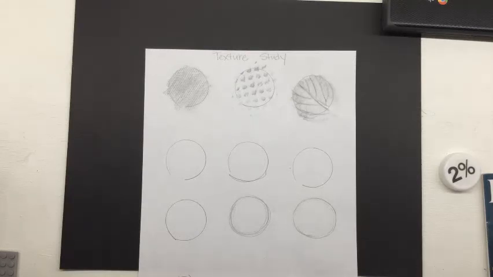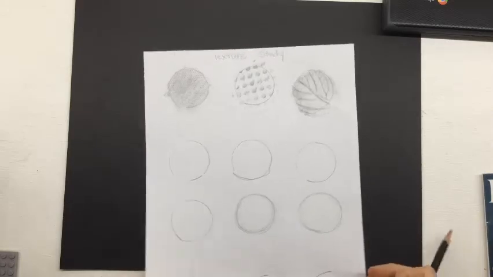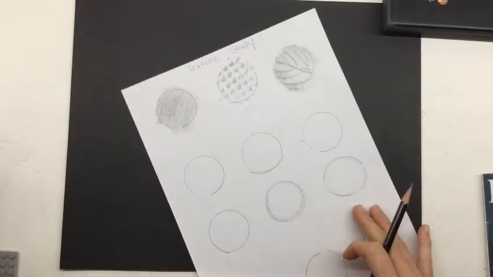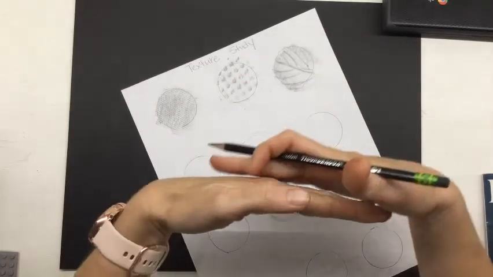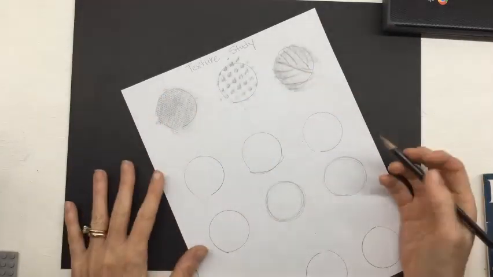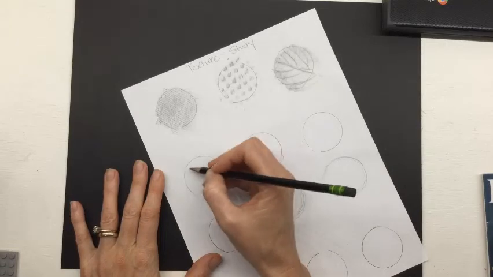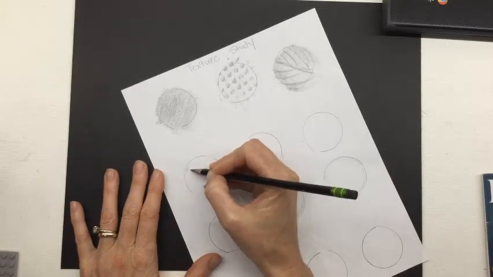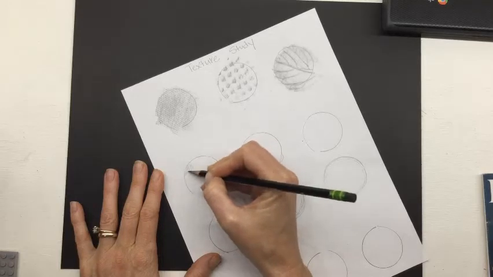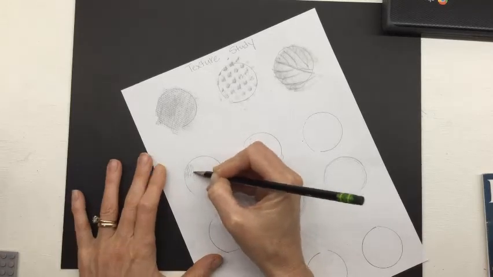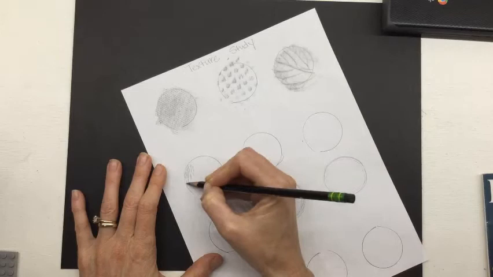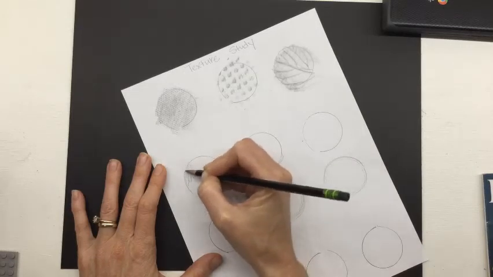All right, so we have our first three circles filled with rubbings of texture. Let's try drawing texture next. We're going to use our first element of art on all three, which is line. We're going to do this together while we're talking. So we're going to draw little short lines. I like to draw them in little groups, 3 or 4 or 5. We're just making little sharp staccato lines.